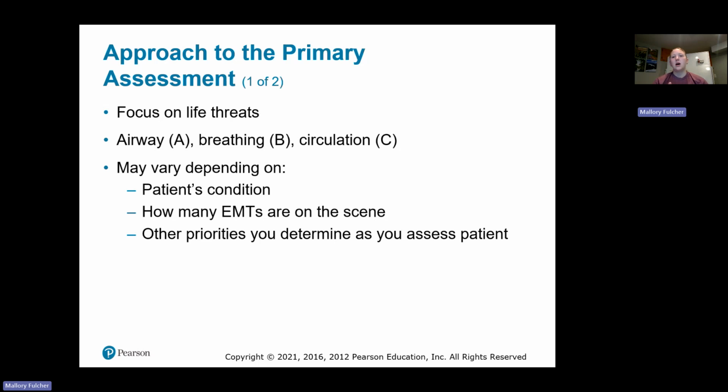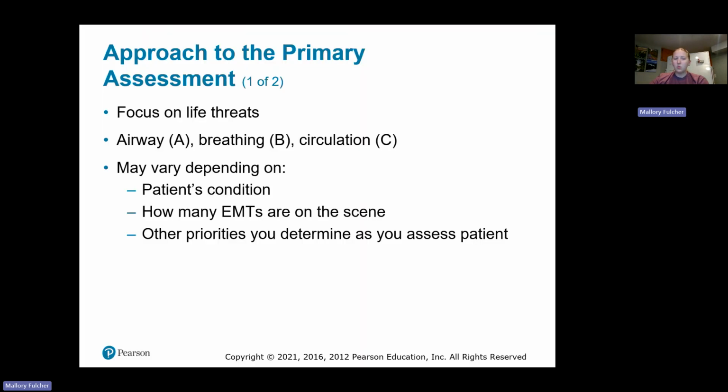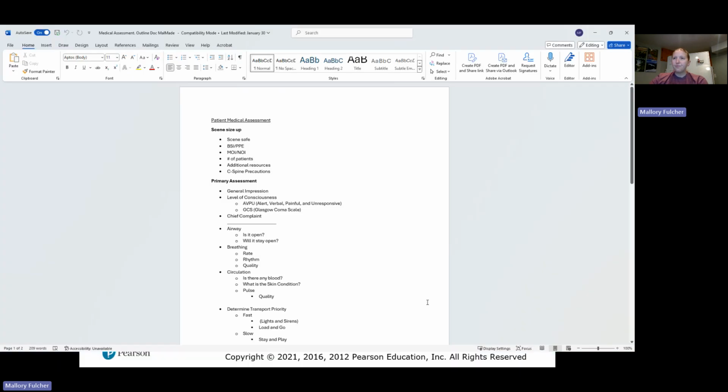So we've got a few different things here. And here, let me actually just bring this up a minute. The book teaches it a little bit different than what I think is best to learn. So once we do the scene size up, which is what we talked about, National Registry wants us to do it this way. So the book dives right into airway, breathing, circulation, which is great. National Registry wants us to do the general impression and level of consciousness first. So we'll talk about that here for a minute.